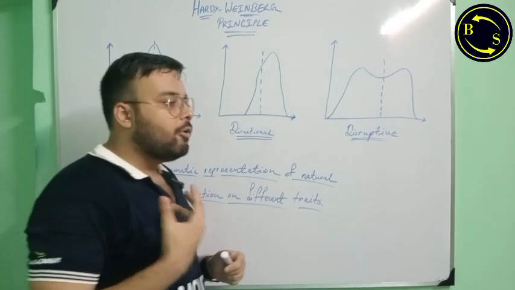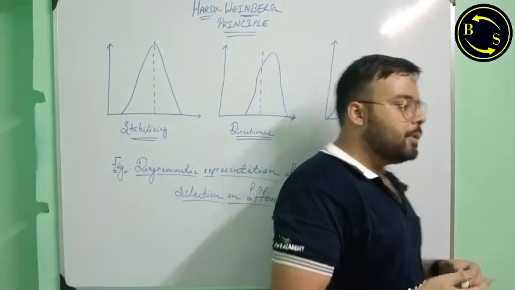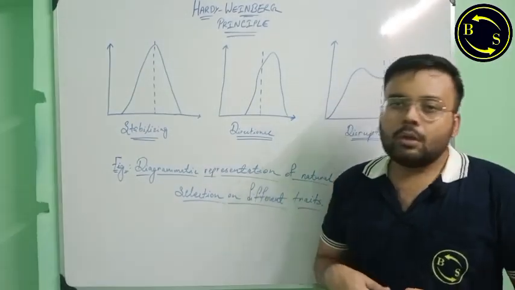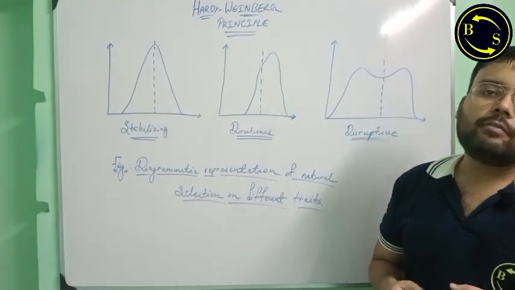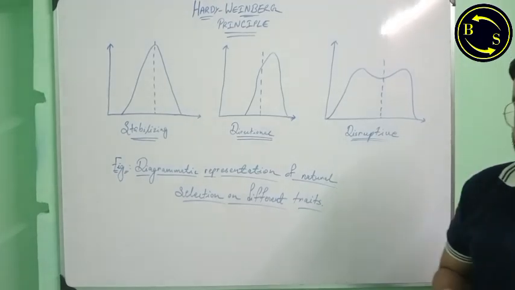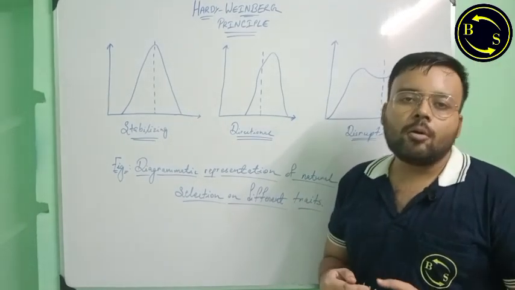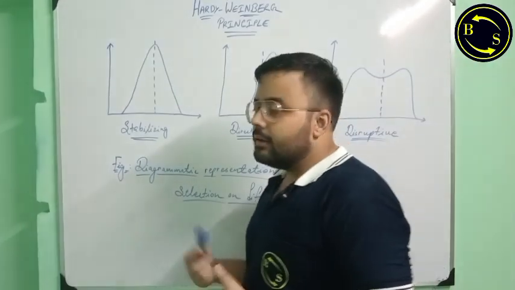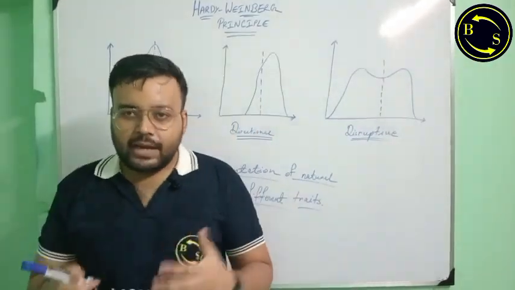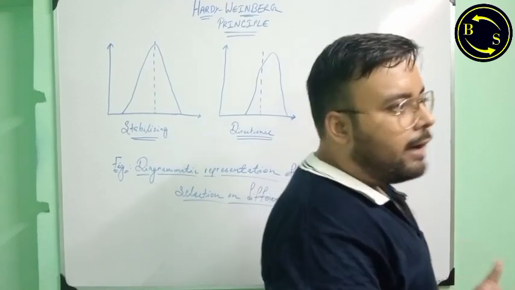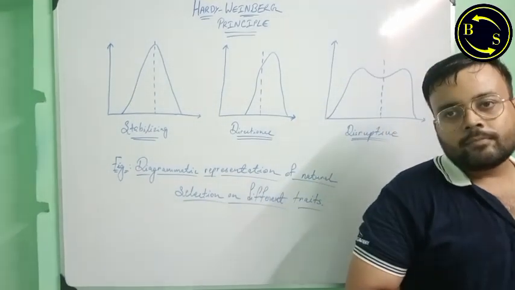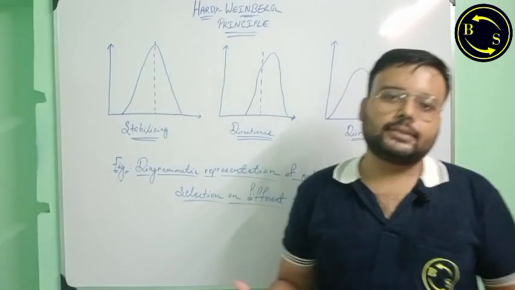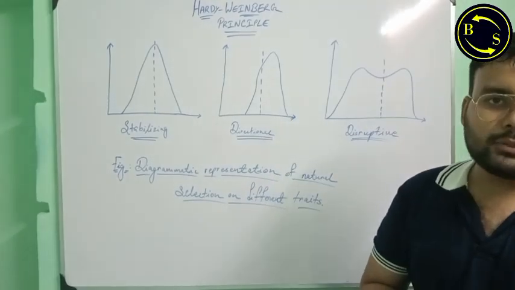Students, in order for the Hardy-Weinberg principle to be effective in a population, we considered that there will be no mutation, no genetic drift, no genetic recombination, no gene flow, no natural selection. And there will be no mate preference. There will be random mating. However, in the real world, we see that there is mate preference among animals.